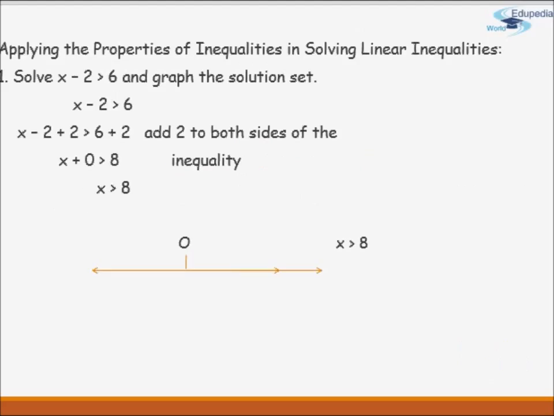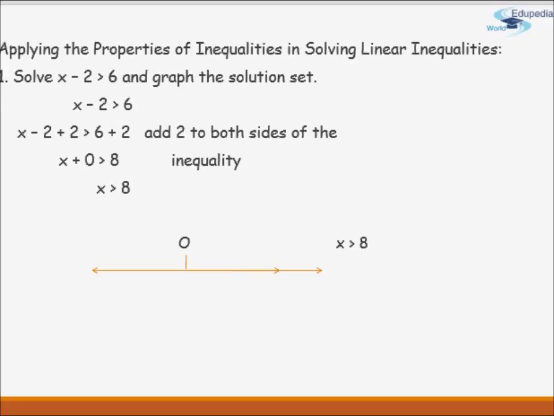Now you have this very simple inequality over here, which is x minus 2 is greater than 6. So how do we solve this? We use the addition property to solve this. We add 2 on both the sides. Since we're adding 2 on both the sides, we don't have to worry about whether the change is greater than 0 or less than 0; the only thing we have to worry about is what property we are going to use.